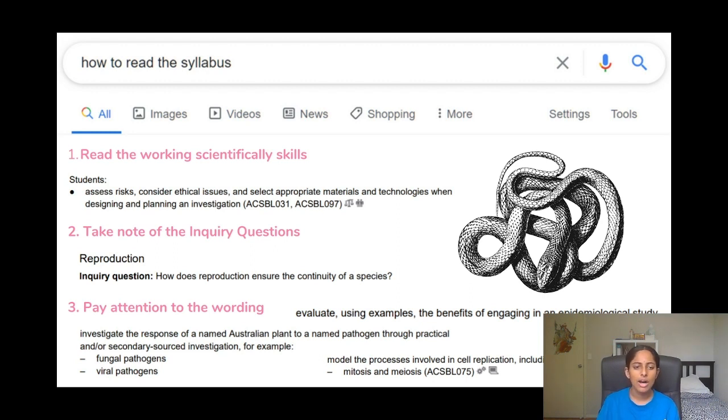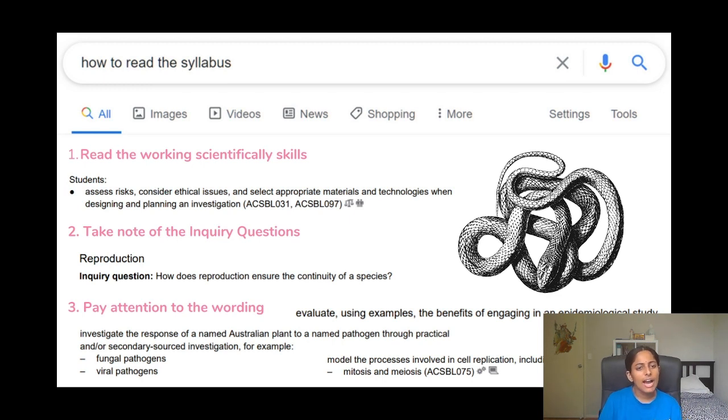For example, if you look at reproductive processes and you learn that thoroughly, you should be able to answer how reproduction ensures the continuity of a species. And that's how you can test your knowledge. If you see a gap and you can't explain certain things, then you'll realize that you're missing something and that you need to go back and revise your knowledge. So that's how I would take note of the inquiry questions.